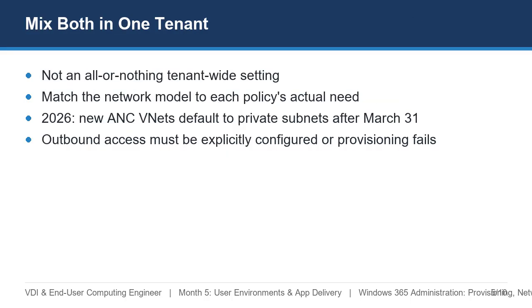A single tenant can run Microsoft-hosted network for one population and an ANC for another side by side, so match the network model to what each policy actually needs rather than defaulting the whole tenant to the more complex option. One 2026 note to check before standing up a new ANC: VNets created after March 31, 2026 default to private subnets, so outbound internet access needs to be explicitly configured or provisioning will fail.